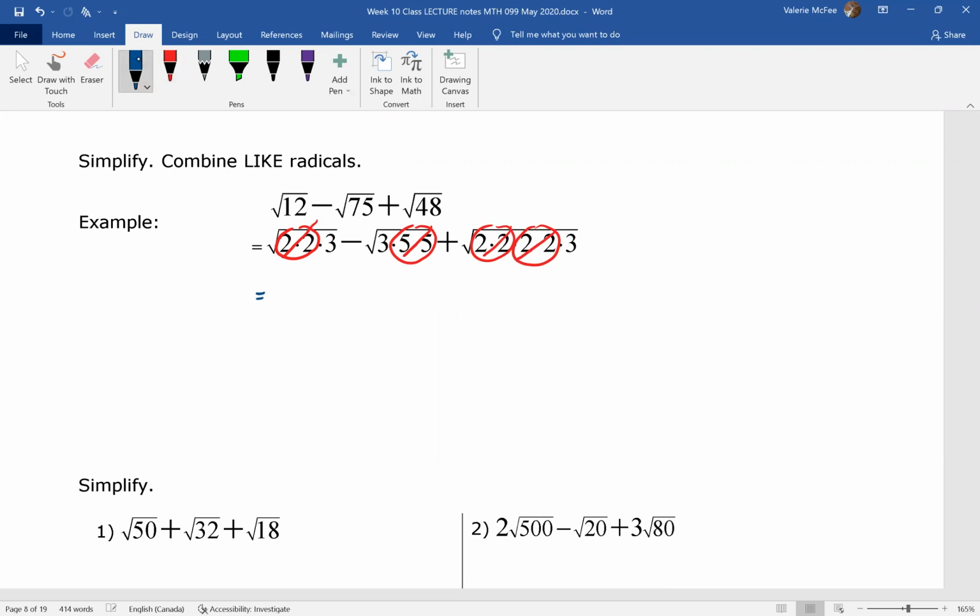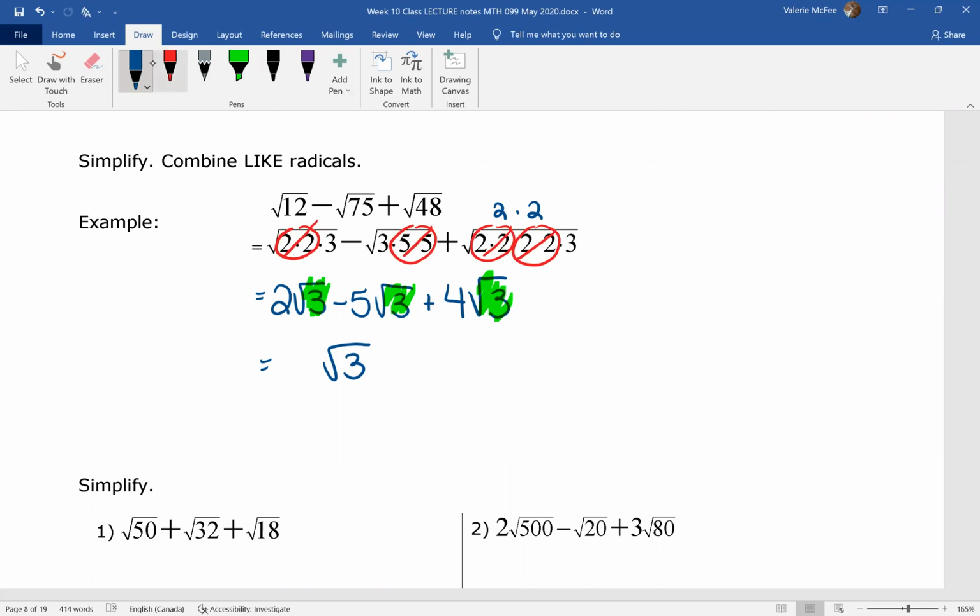So this one simplifies to 2 root 3 minus 5 root 3 plus, remember we're taking out each group of 2, 4 root 3. Now we have like radicals. The index and the radicand are all the same. We keep the radicand and that radical, root 3, and we add and subtract the integers in front. 2 minus 5 is -3, plus 4 is 1 root 3, or simply root 3.